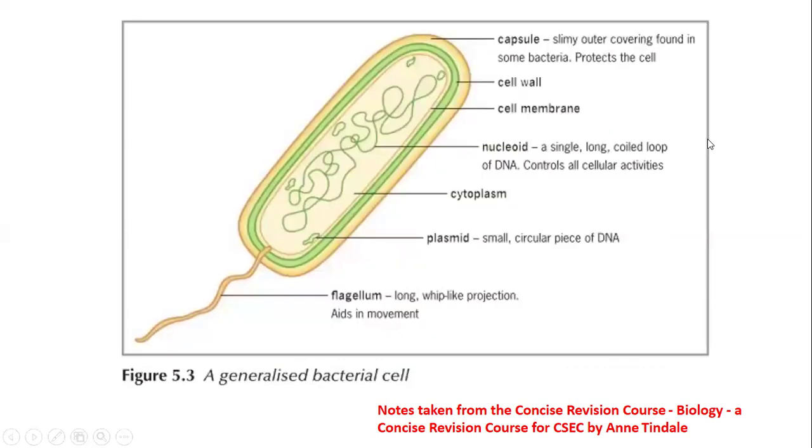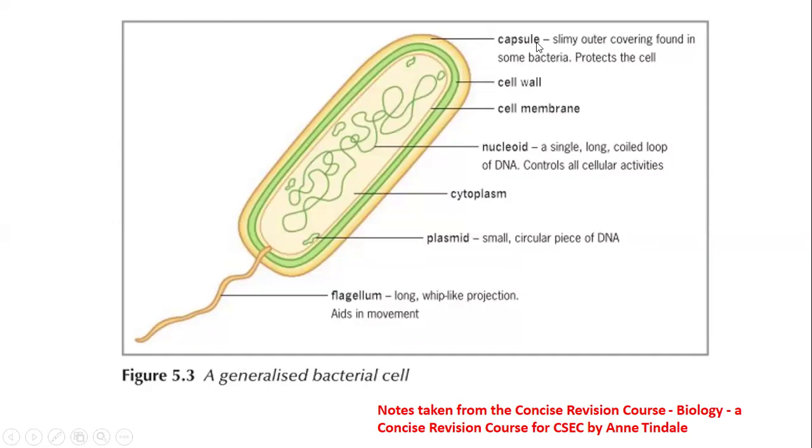We move now to another cell that doesn't get much attention, the bacteria cell, which is considered to be a prokaryotic cell. That means a cell that lacks a true nucleus. So we look here, instead of a nucleus, it has a nucleoid, which is a single long coiled loop of DNA that controls cell activities. And we also see a plasmid, which is also a piece of DNA.